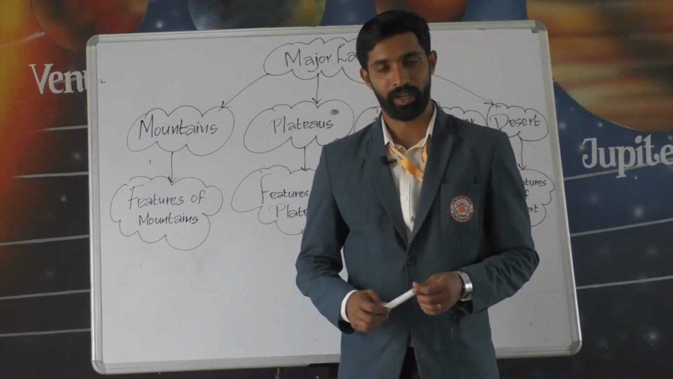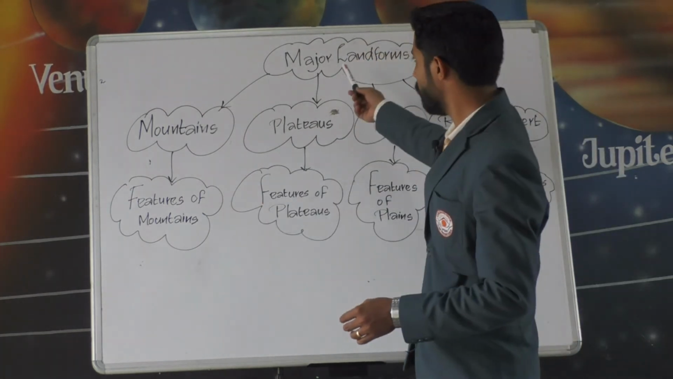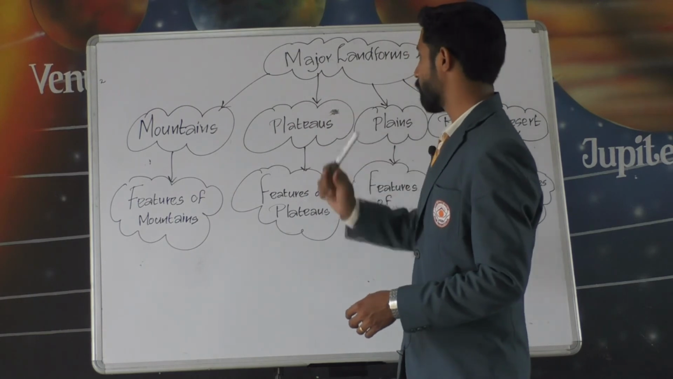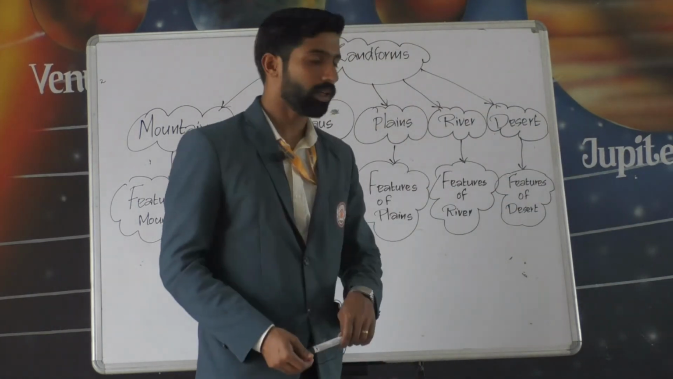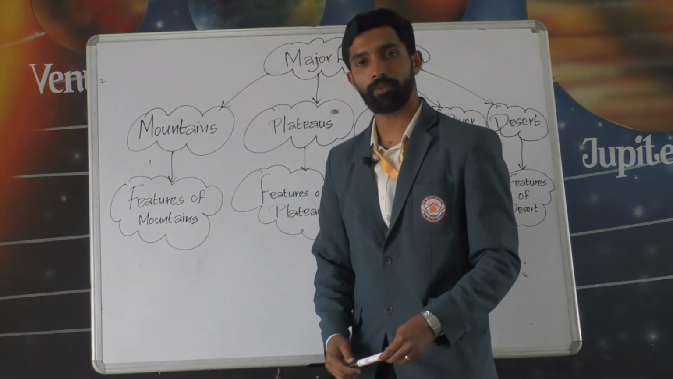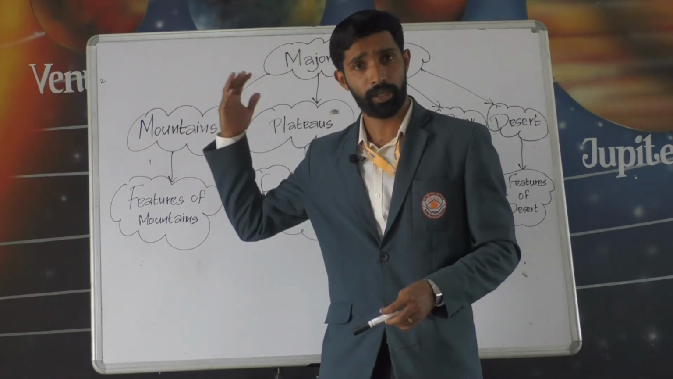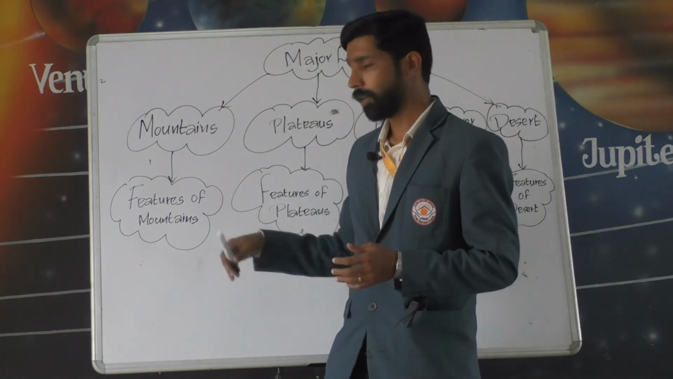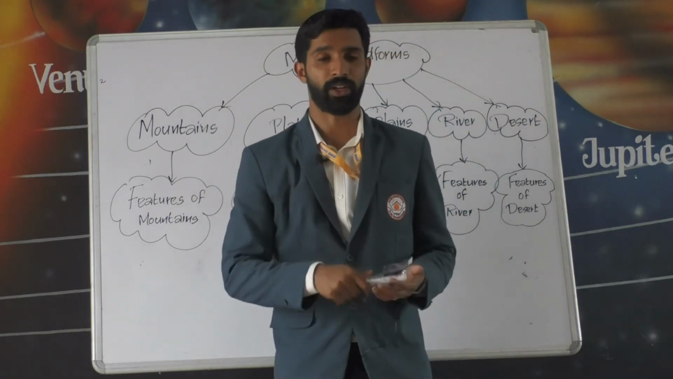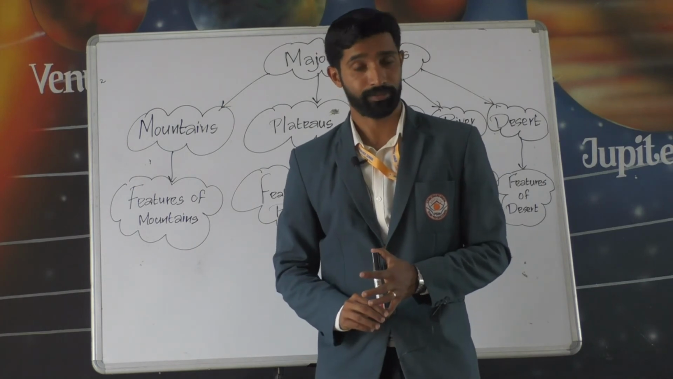Dear kids, we will have a conclusion of our chapter in the form of a mind map. So in this chapter, major landforms, we have discussed mountains and their features, plateaus and features, then plains and features, rivers and their features, desert and its features. Let's see the features of mountains. The peak of the mountain is covered with snow throughout the year, and the population is very less or scanty. Then they experience extreme climate. Then mountains act as a natural barrier from what? Cold and hot winds. Then what? The mountains are also rich in minerals, right?